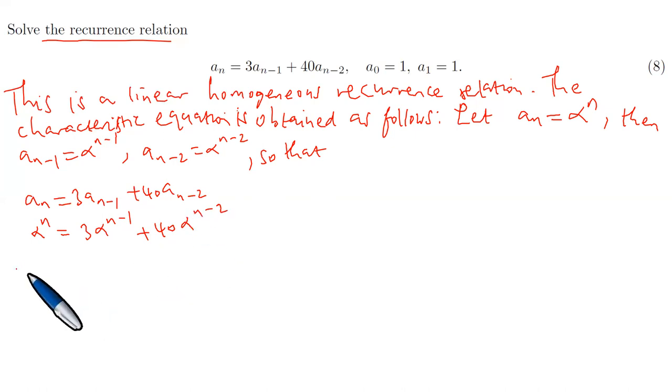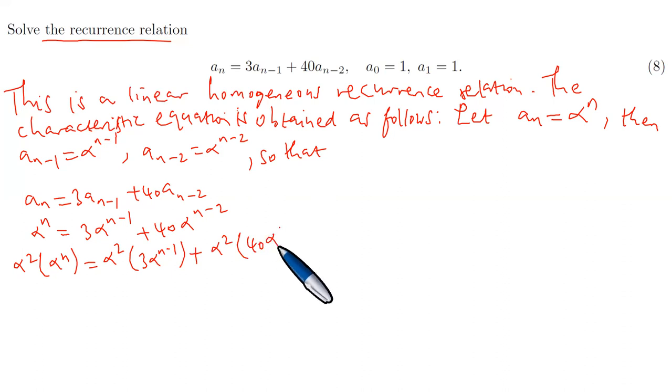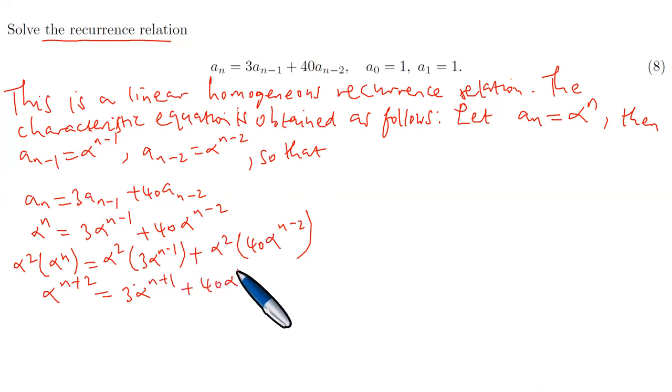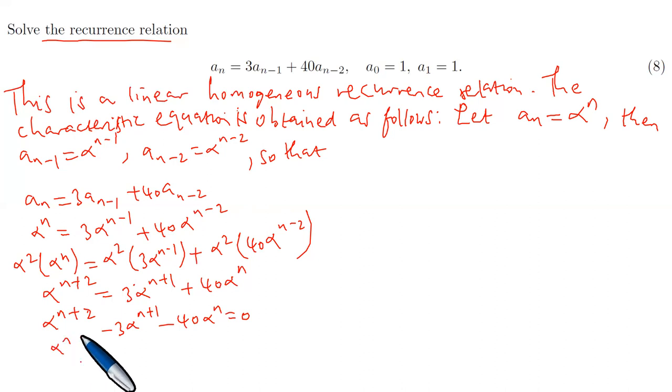We want to remove the negative indices, so we multiply by alpha squared, just using algebra here. Then we have alpha to the n plus 2, 3 alpha to the n plus 1, and 40 alpha to the n. You divide by alpha to the n, or you factorize. So alpha to the n plus 2 minus 3 alpha to the n plus 1 minus 40 alpha to the n equals 0, which means alpha to the n times alpha squared minus 3 alpha minus 40 equals 0.